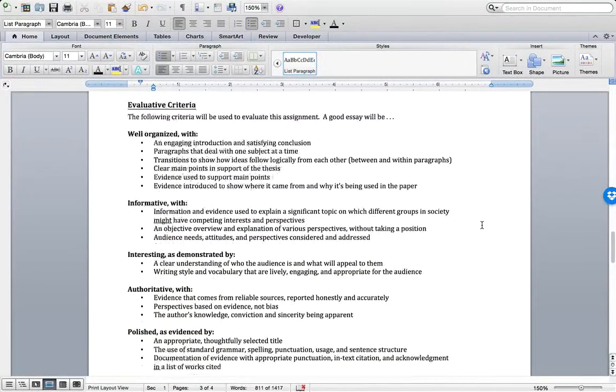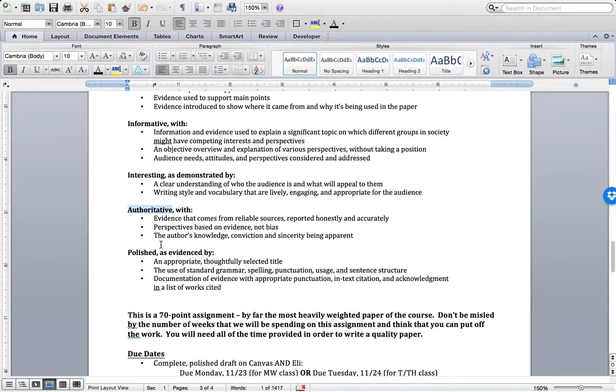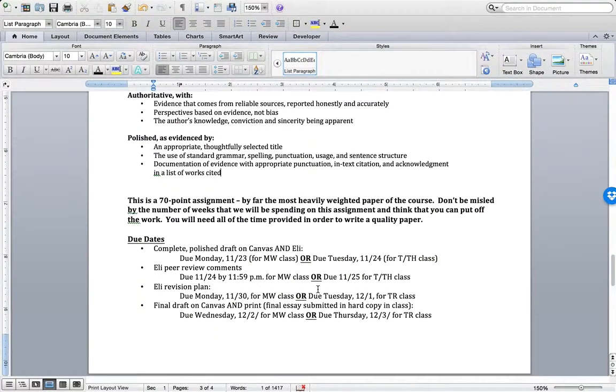The evaluative criteria, you can read through this on your own. I'm not going to go through the whole thing with you, but it does talk about organization, the fact that it has an informative nature as opposed to being persuasive, the fact that it needs to be interesting for your audience, authoritative, which happens when you use good evidence to support what you're saying, and obviously, as I already said, polished.